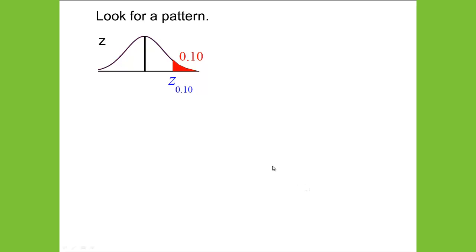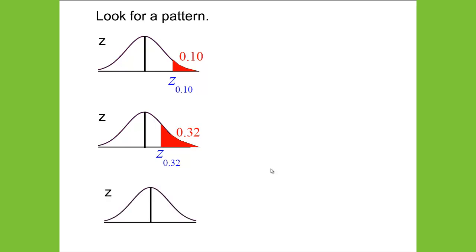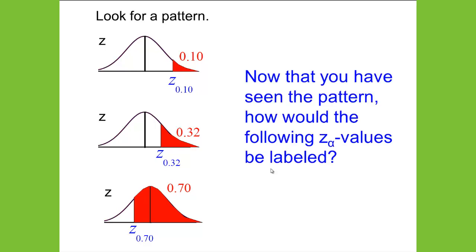Our next curve, we will shade 0.32, and that Z associated with that mark is Z sub 0.32. The third one we have shades 0.70 to the right, and that Z is Z sub 0.70. Now that you've seen the pattern, notice the pattern there.